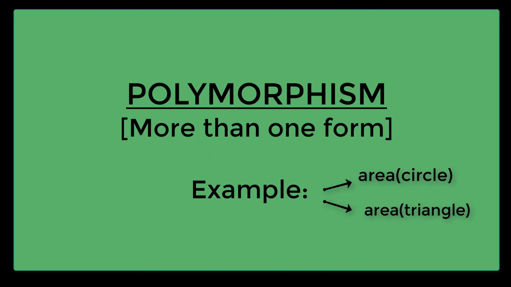The last one is polymorphism. Polymorphism is the ability for a message or data to be processed in more than one form. For example, if we have the functions named area circle and area triangle as shown in the example, then the function area performs differently for circle and differently for triangle. Therefore, polymorphism is a property by which the same message can be sent to objects of several different classes, and each object can respond in a different way depending on its class.